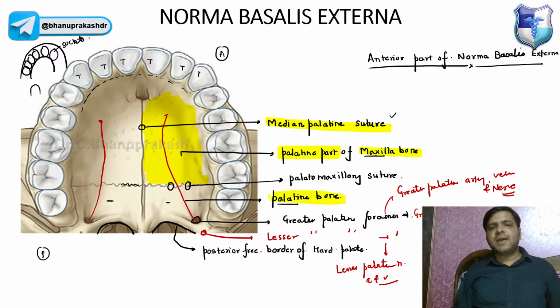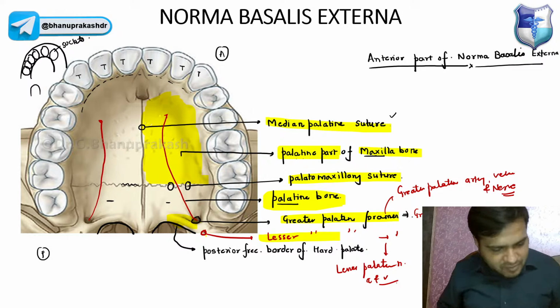Behind, guys, we have the palatine bone, and in between we have a suture, the palatomaxillary suture. We have the crest, right? In front of the crest we have the greater palatine foramen, and behind the crest we have the lesser palatine foramen. Over here, all the arteries, nerves and veins will be passing.